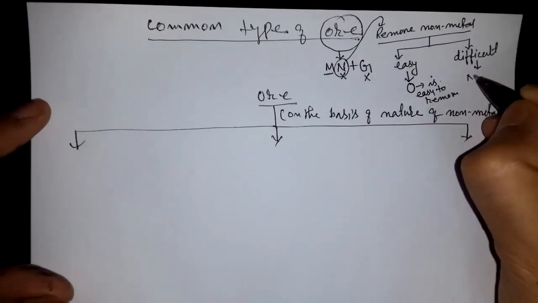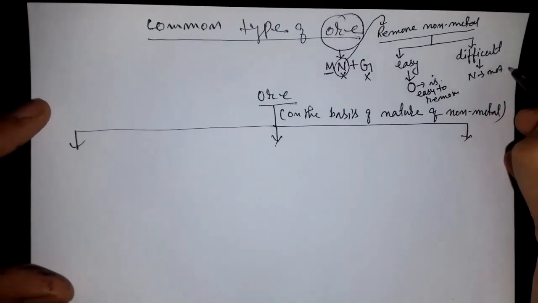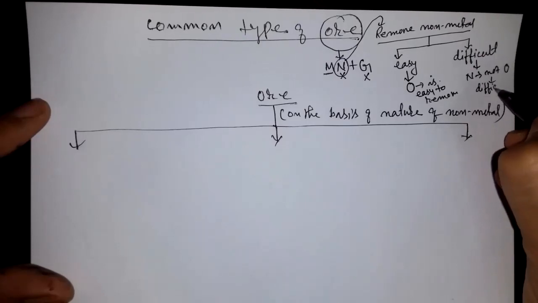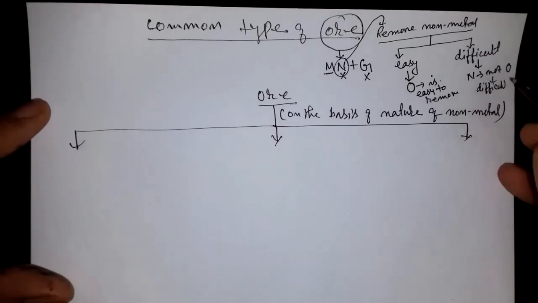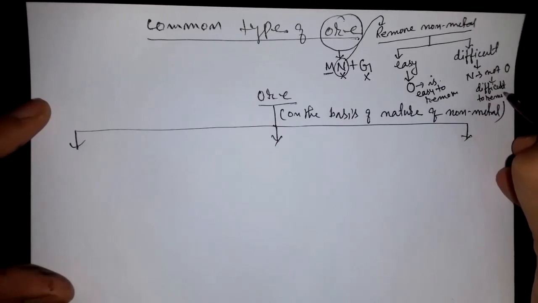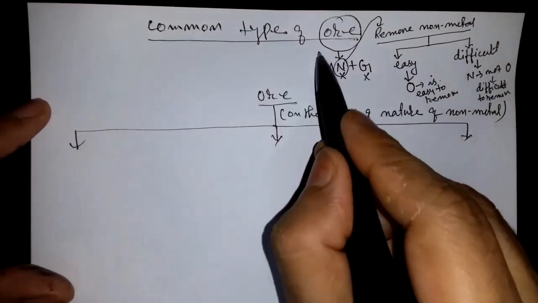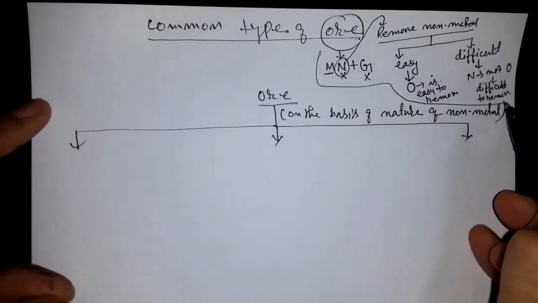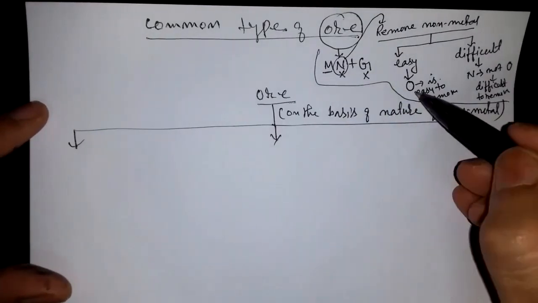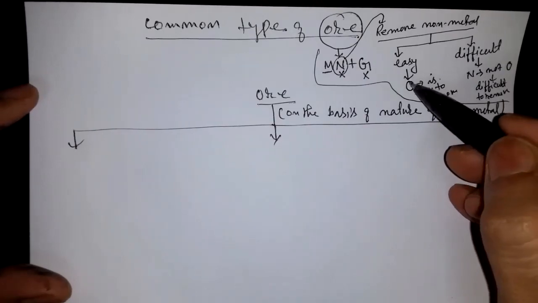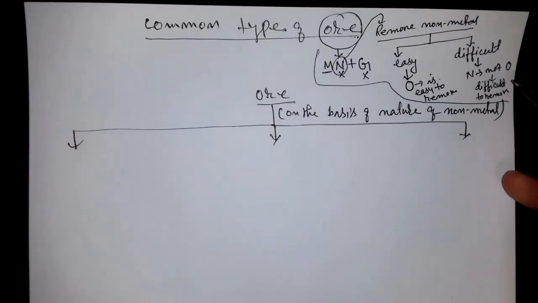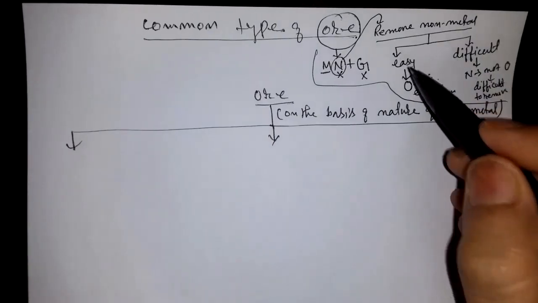And if your non-metal is not oxygen, then it is difficult to remove. This thing you'll not find in the textbook, but this is a general criterion. So just remember, whenever you are removing a non-metal, if your non-metal is oxygen, then it becomes easy. But if it is not oxygen, then it becomes difficult. So for that, we have to do something so that it becomes easy.